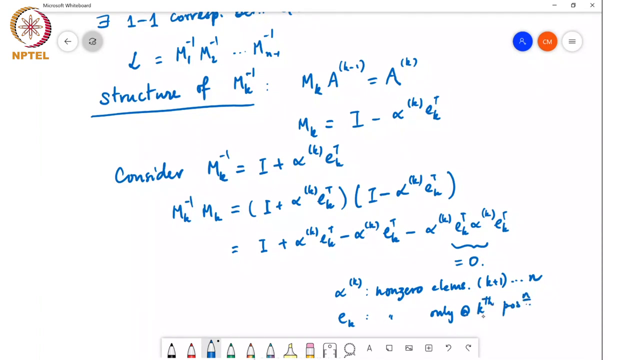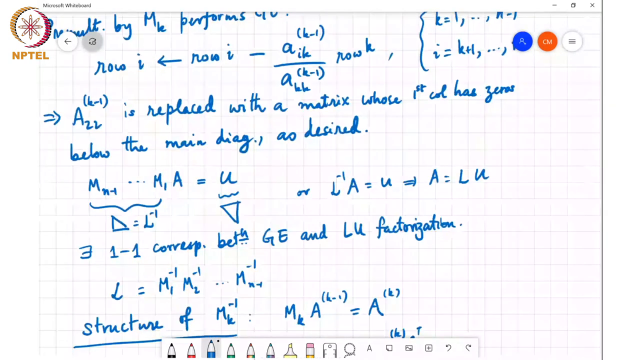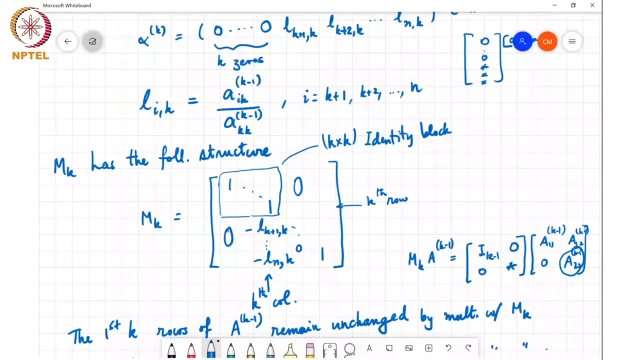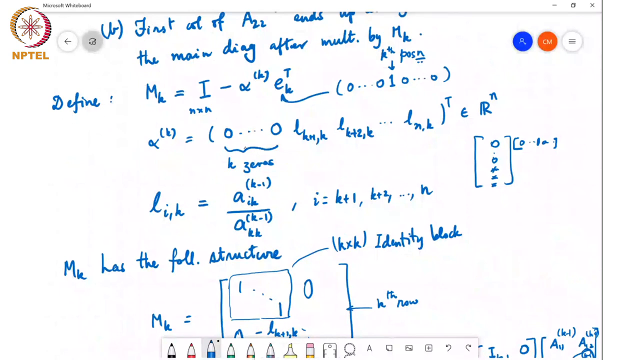So this has a 1 in the kth position, but the kth entry of alpha k is always equal to 0. Only the k plus 1 to nth entries are non-zero. See, alpha k had k zeros, and then from k plus 1 to n, you have all these l_{k+1,k}, l_{k+2,k} up to l_{n,k}.